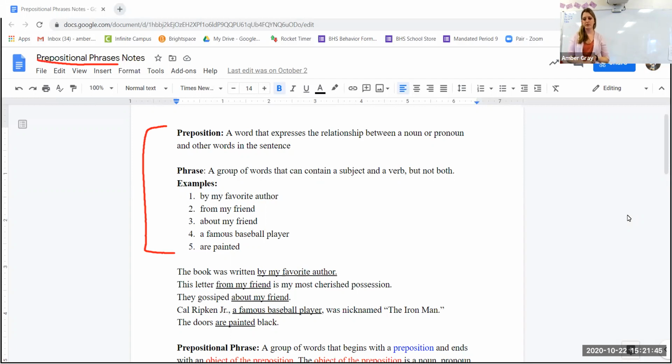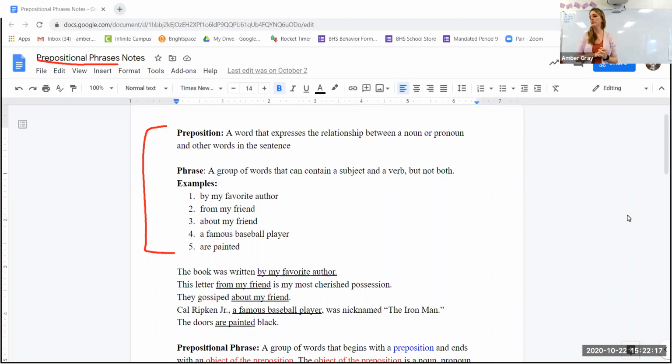So remember, a preposition is a word that expresses the relationship between a noun or pronoun and other words in the sentence. So I usually have a ball that I throw around in my classroom, but I could say the book is on the desk, okay? Or the book is under the desk, or I'm going to throw the book to the student, okay? Those are different: on, to, under, in. Those are types of prepositions.